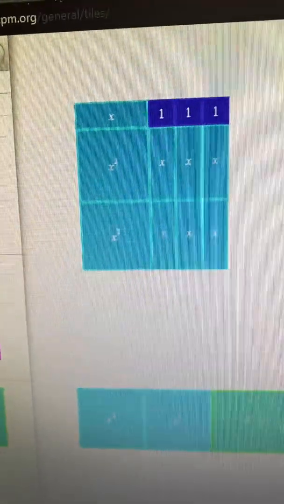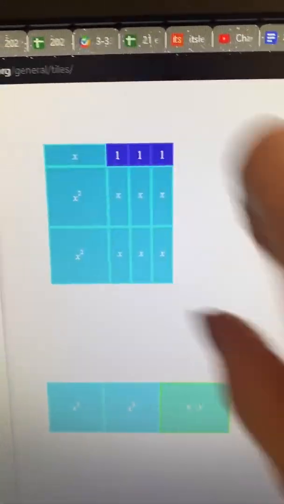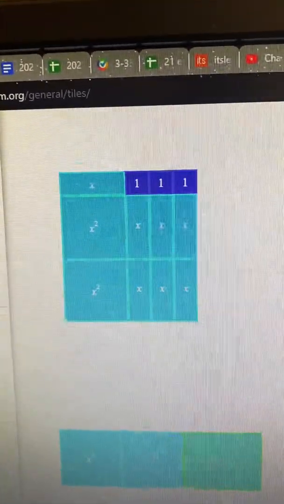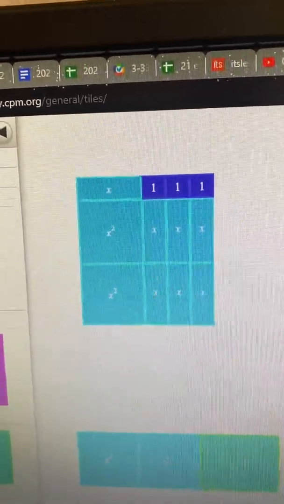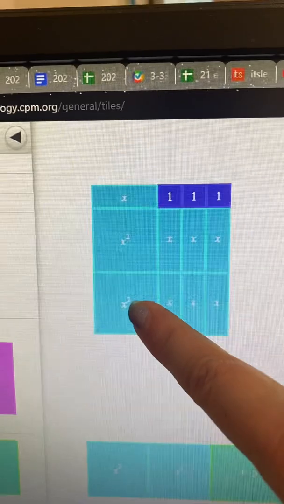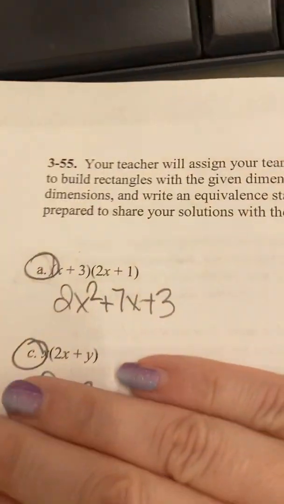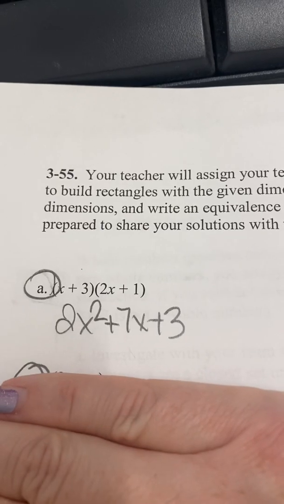Okay, so your dimensions of this one would look like that. So now you'll see that you have the x plus 3 and then the 2x plus 1. And so that's what that one would look like. And then to find it as a sum, again, you just take inventory. You have 2x squared, 7 x's, and 3 1's. And so check your answer on A.